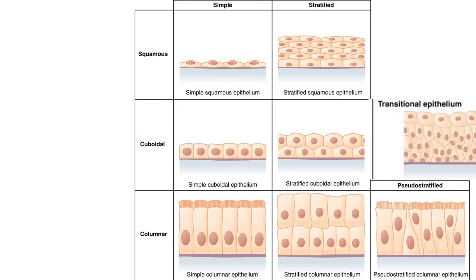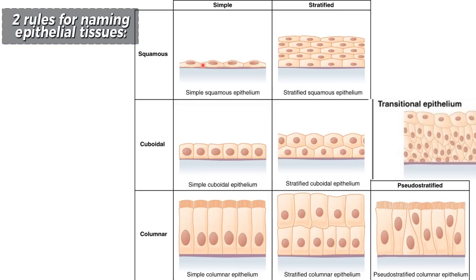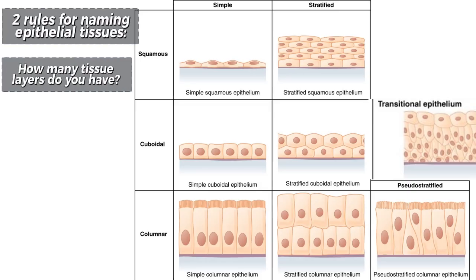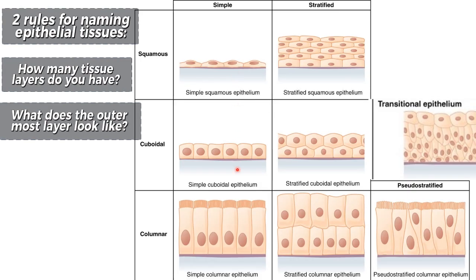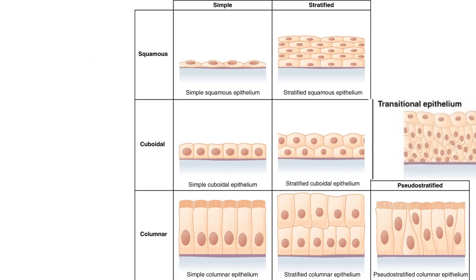Welcome back, guys, and today we're going to be talking about how to name epithelial tissues. So there are two rules. Number one, how many layers do we have? And then number two, what does this outermost layer look like?